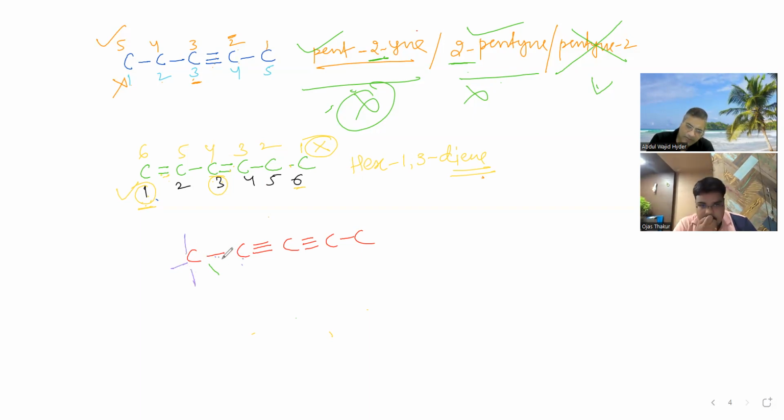1, 2, 3, 4. This carbon. 1, 2, 3, 4. What about this carbon? 1, 2, 3, 4, 5, 6. Valency of carbon can't be more than 4.